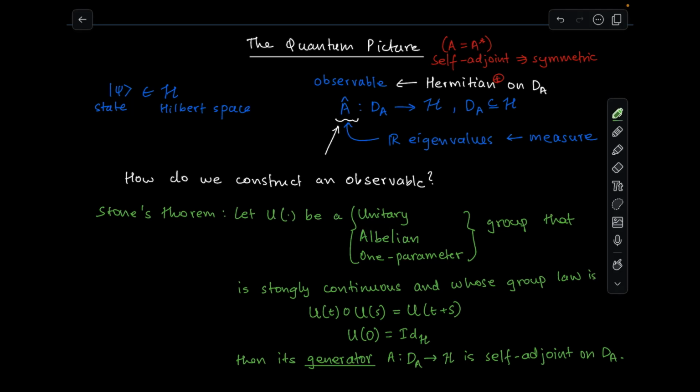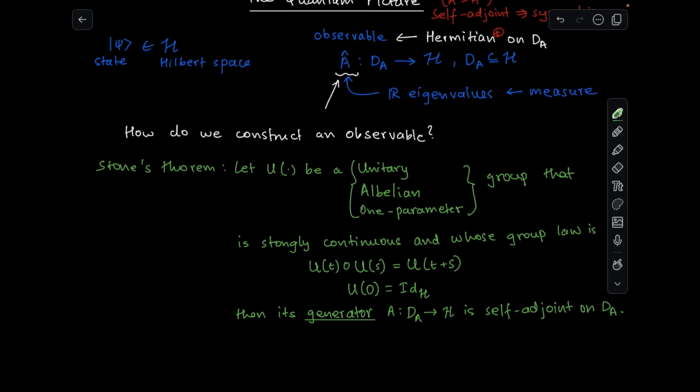Woohoo! Now we've found a way to obtain our observables. We just need to construct these unitary Abelian one-parameter groups with certain group laws, and we'll be able to get our generator. Then the generator will be our observable. We can actually recover the unitary operations in the group using the generator. So you've seen some of these things in our lectures.